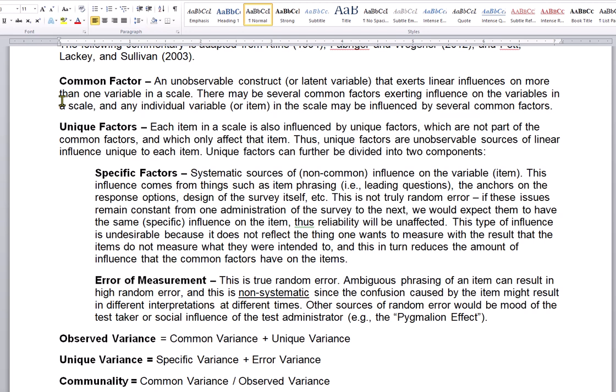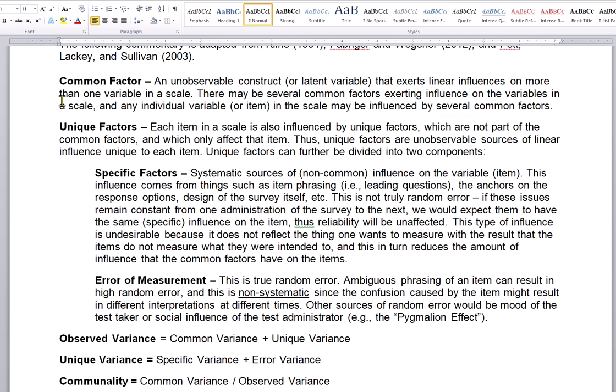And so these unique factors are not part of the common factors, and they may be aspects of influence that affect only behavior on a certain item. So each item may have its own various different unique factors associated with it. Thus, unique factors are unobservable sources of linear influence unique to each item.